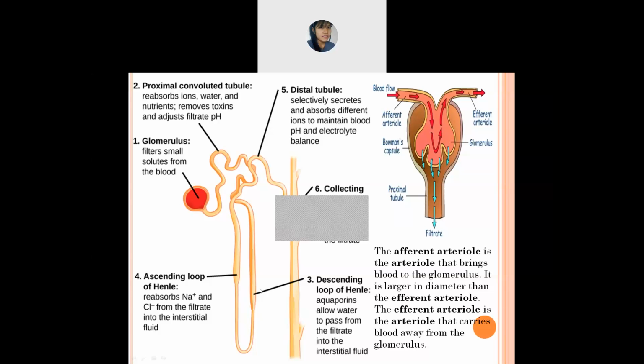And which part is more salty, the descending loop of Henle or the ascending loop of Henle? Kajal? Ascending or descending? Ma'am, descending. Yes, descending. And you will find that water does not flow in the ascending loop of Henle. They won't allow water to flow there because the aquaporin system is not there.